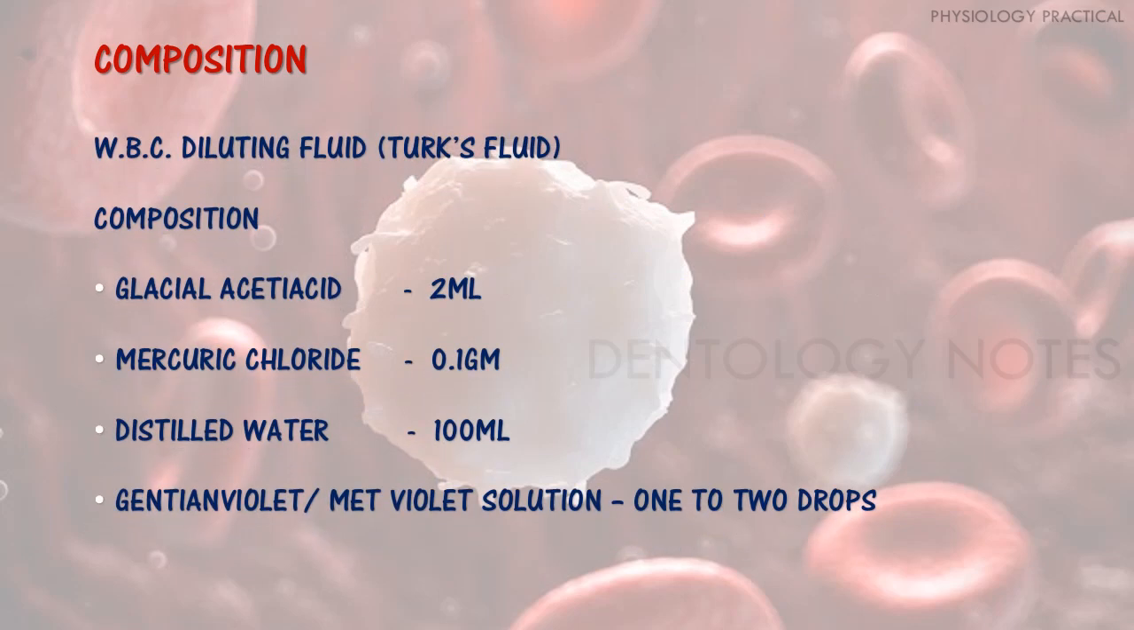Composition: WBC diluting fluid, Turk's fluid. Composition: glacial acetic acid 2 ml, mercuric chloride 0.1 gram, distilled water 100 ml, and gentian violet or methyl violet solution 1 to 2 drops.